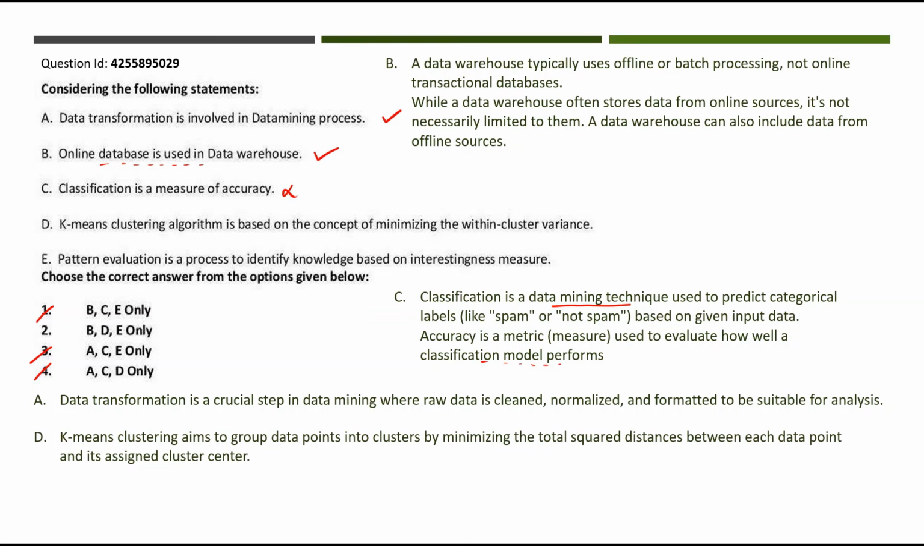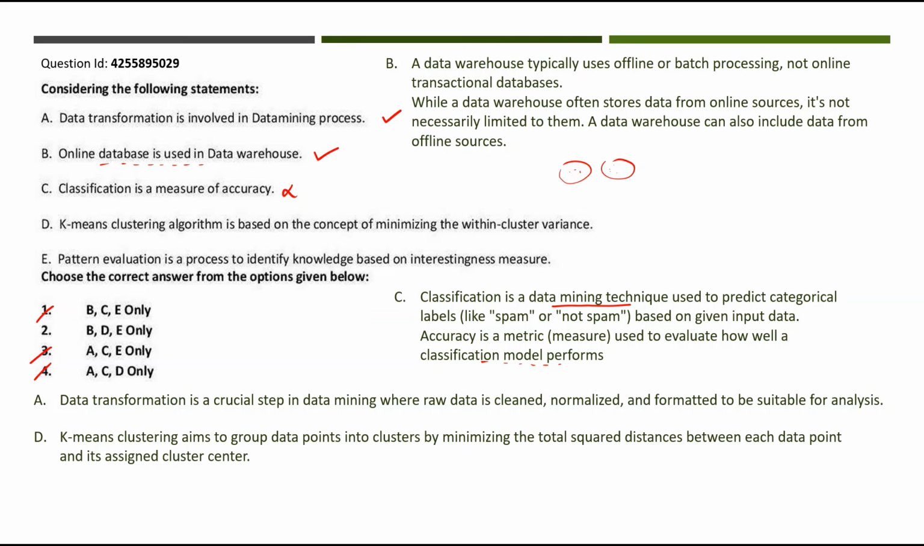K-means clustering algorithm is based on the concept of minimizing the within cluster variance. K-means clustering aims to group data points into clusters by minimizing the total squared distances between each data point and its assigned cluster center. So when you take a group of data points, what happens in K-means clustering is it will group data like this.